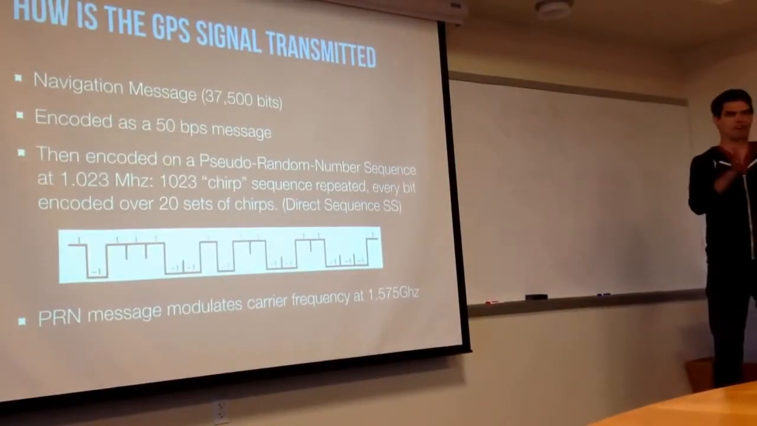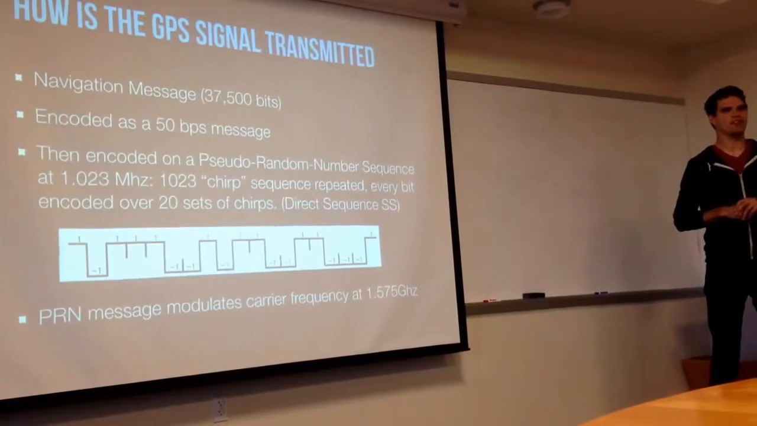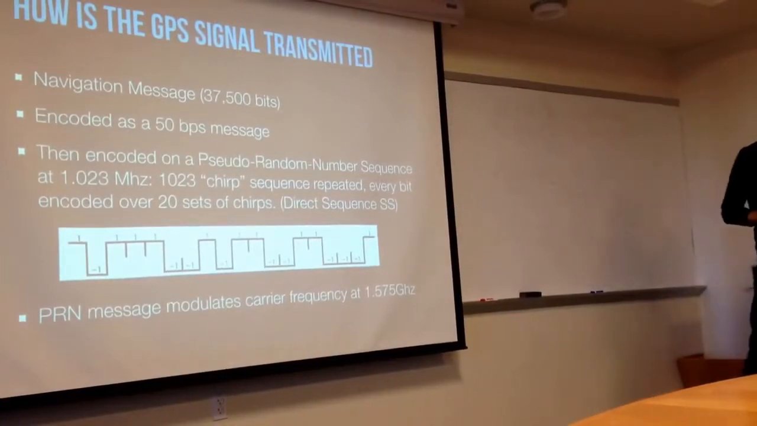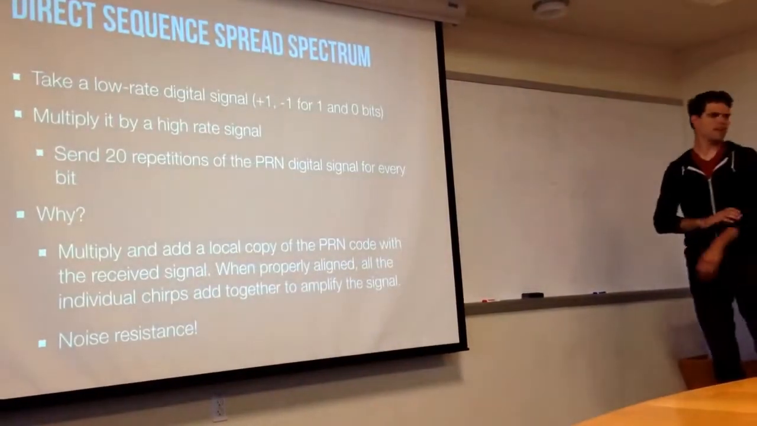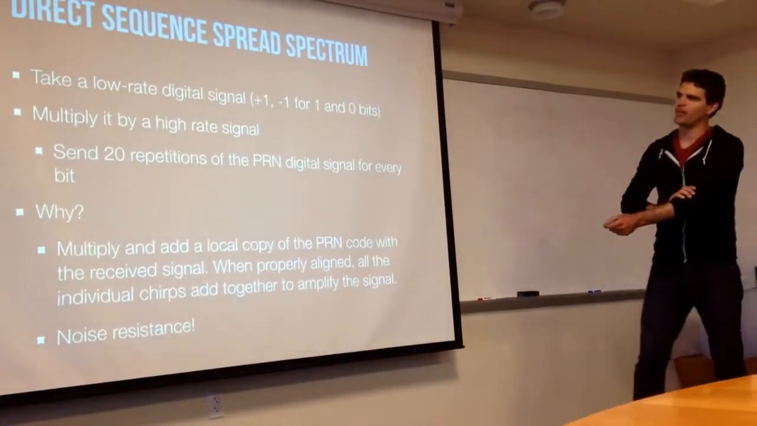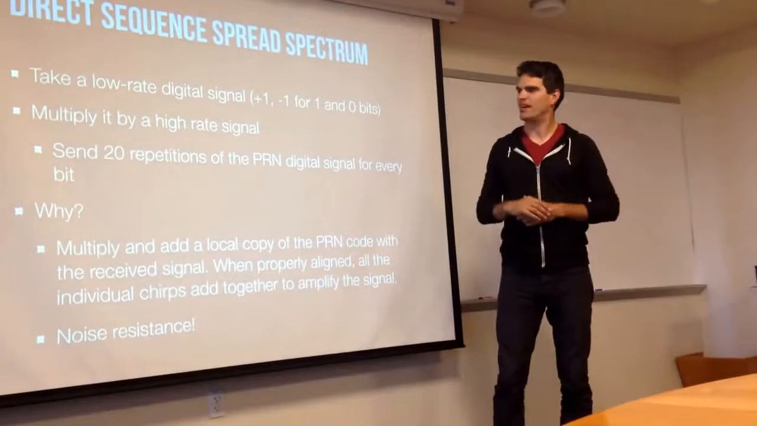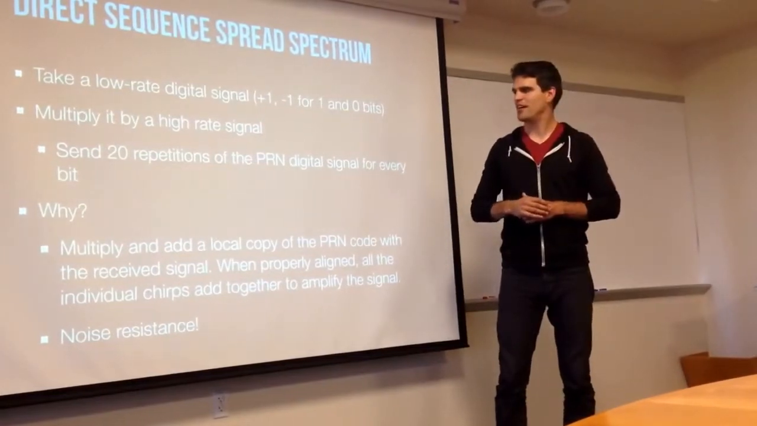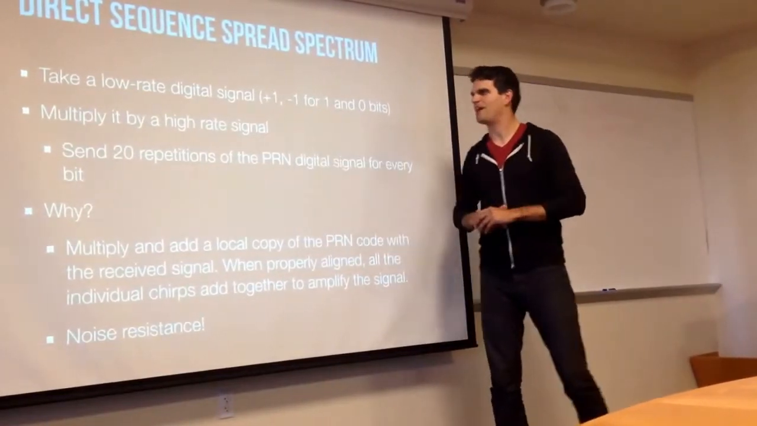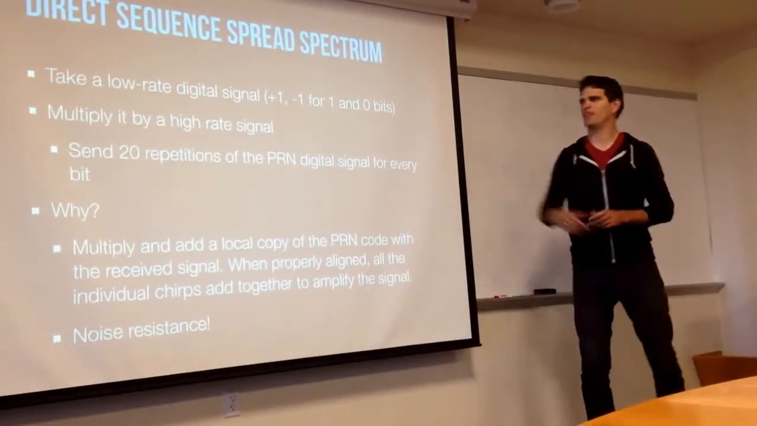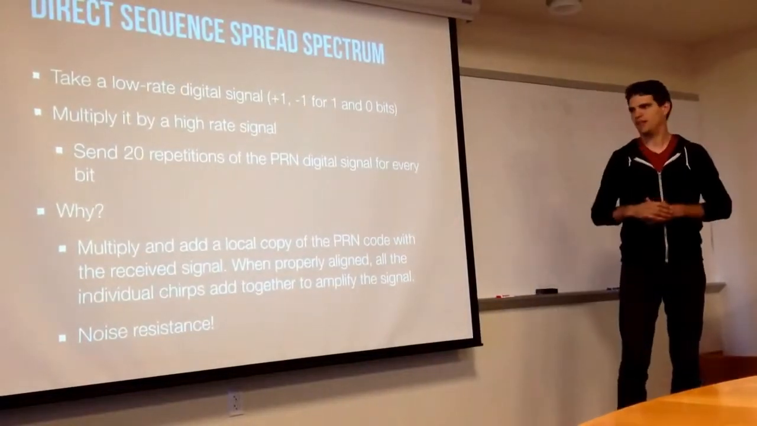Why? I haven't actually explained why this is like a smart thing to do yet. 2 reasons. So this is called direct sequence spread spectrum encoding. What you do is you take that low rate digital signal, which is the navigation message, and as I just said, you multiply that by a high rate digital signal, so you do 20 of these repetitions for every single bit.